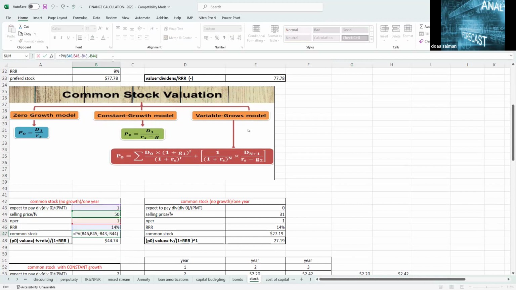By doing the present value, you will find that the required rate of return is the first item. I click on the required rate of return, and then the number of years, which is here.